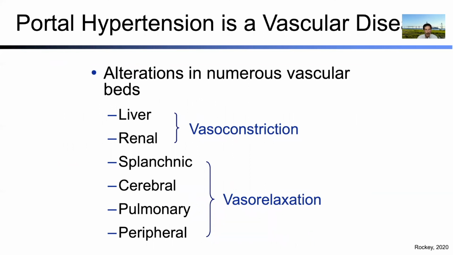So when we think about portal hypertension, I would encourage you to think about this as a vascular disease. There are alterations in many, many vascular beds in the cirrhotic patient. The liver and the kidney are characterized by intense vasoconstriction, whereas the splanchnic vasculature, the brain, the lungs, and the peripheral vasculature are typified by vasorelaxation. And the pathophysiology is quite different for all of these beds, and in fact, very interesting. We're going to focus on the liver today.